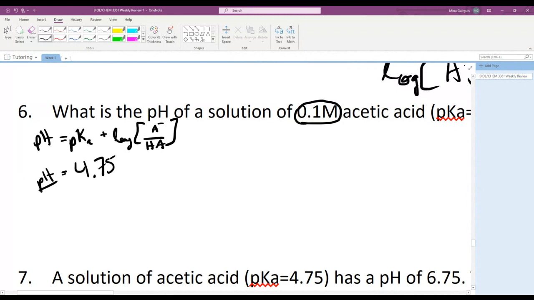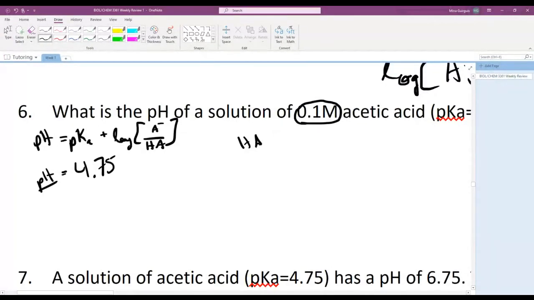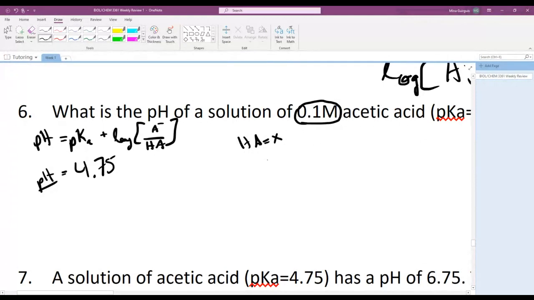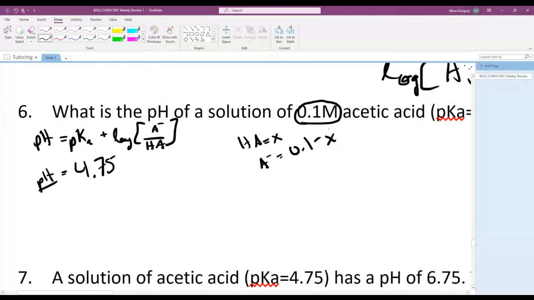But what I can do is I can say that the amount of it that's going to be protonated, we're going to call X, okay? So by definition, if this amount is X, then A minus is going to equal 0.1 minus X, okay? And I think this step right here, we use it a lot in this course, so I just want to make sure, does everyone understand how I did that? If you didn't, please, now is the time to ask.